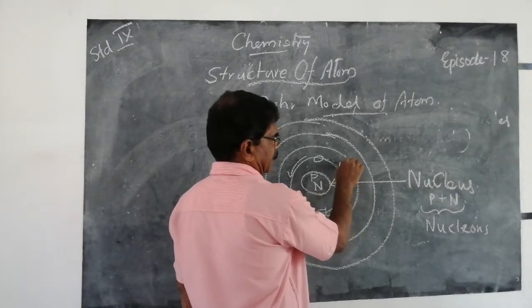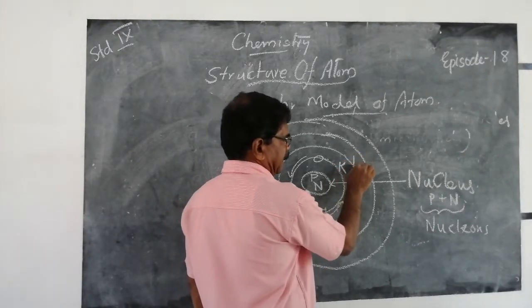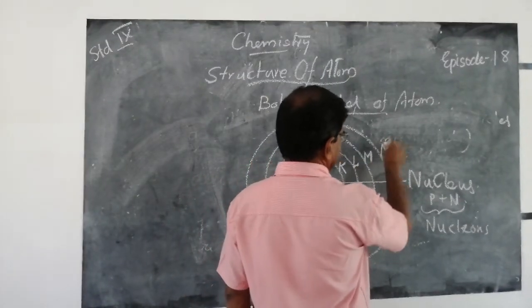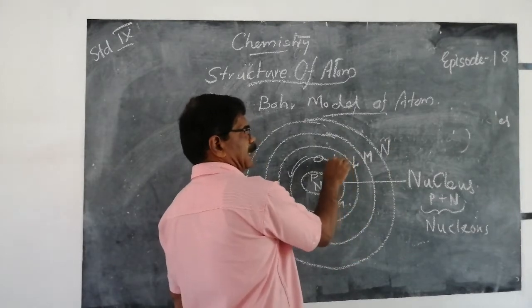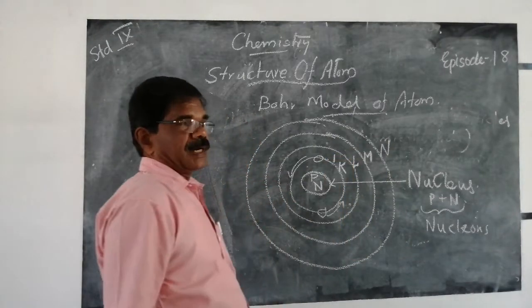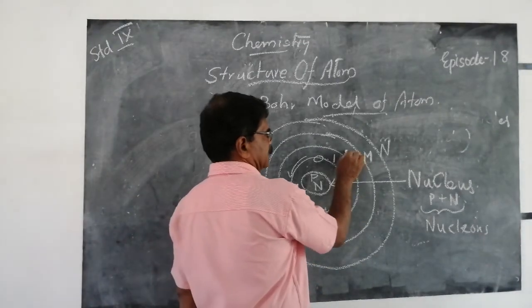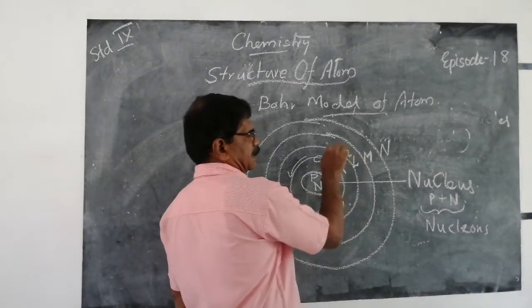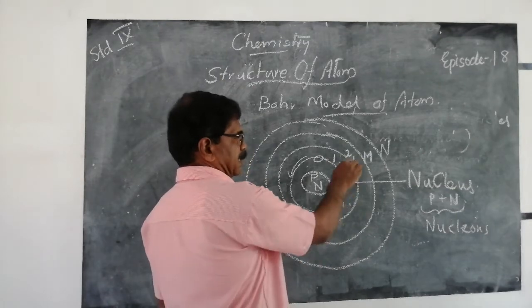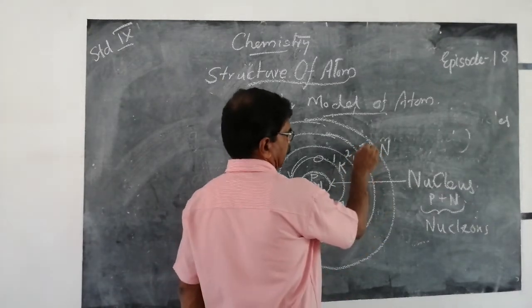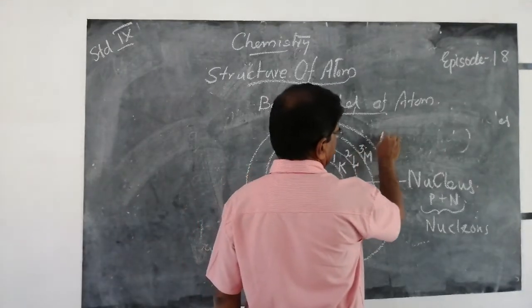The first shell is named K. The second shell is called L. The third shell is called M. And the fourth shell is called N. The first shell, which is very near to the nucleus, is called K shell. The second shell is L shell. The third shell is also called M. And the fourth shell is named N.